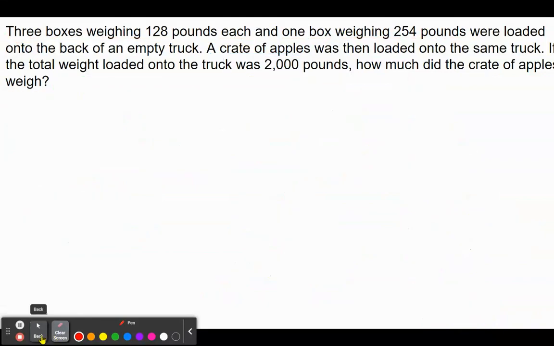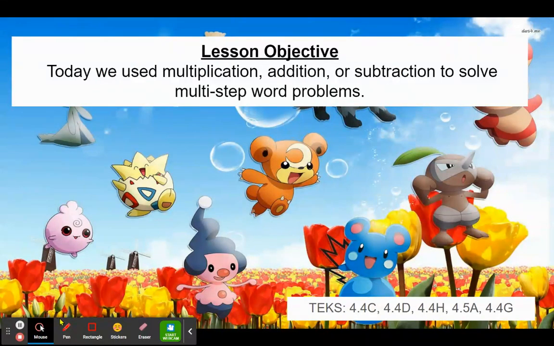All right, that was a lot of steps, huh? Okay, let's look at our lesson objective again. So today we use multiplication, addition, or subtraction to solve multi-step word problems.